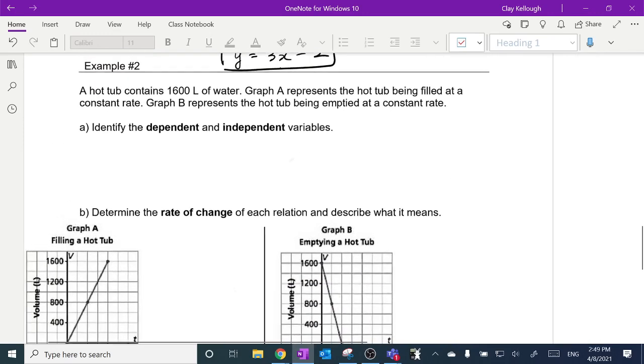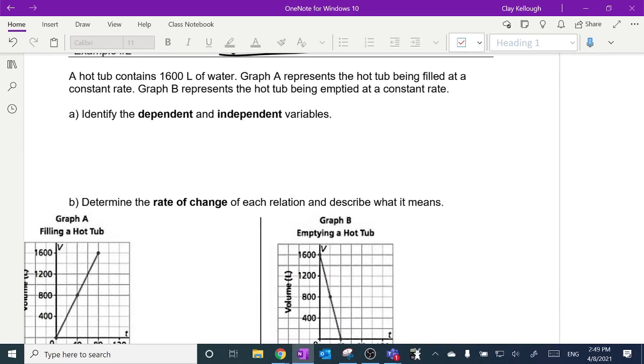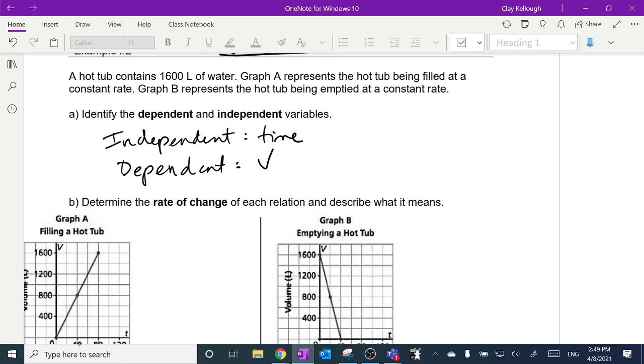Okay, I want to move on to a more real-world example here. A hot tub contains 1,600 liters of water. Graph A represents the hot tub being filled at a constant rate, and graph B represents the hot tub being emptied at a constant rate. What are my independent and dependent variables? Well, my independent, the fact that they put it along here tells me, is time. Independent is time. And my dependent is volume.